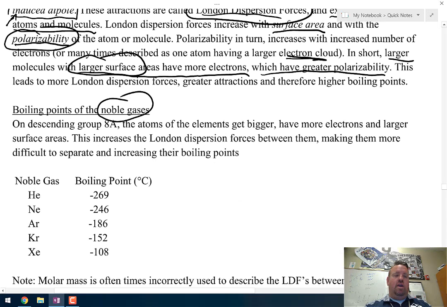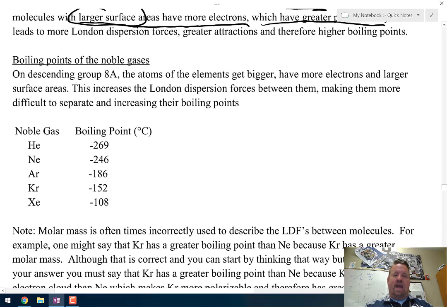So let's look here at the noble gases, a couple of examples. Boiling points of the noble gases: descending group 8A, the atoms of the elements get bigger. We can look at the periodic table and go, well, duh, as you go down the periodic table, the number of protons, neutrons, and electrons increase, so the molar mass gets bigger.